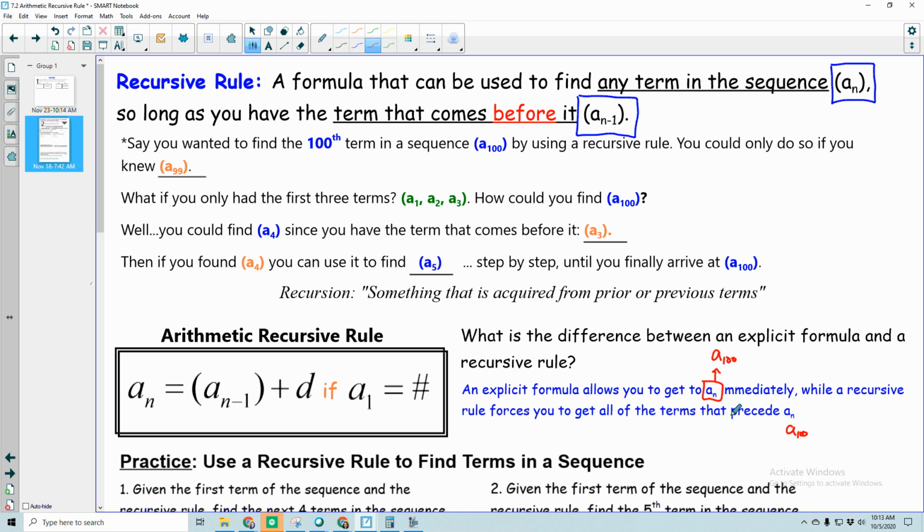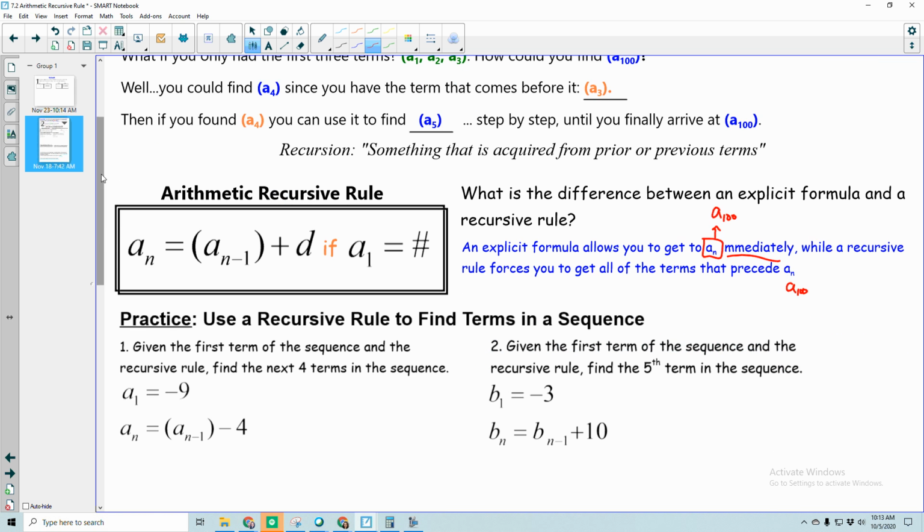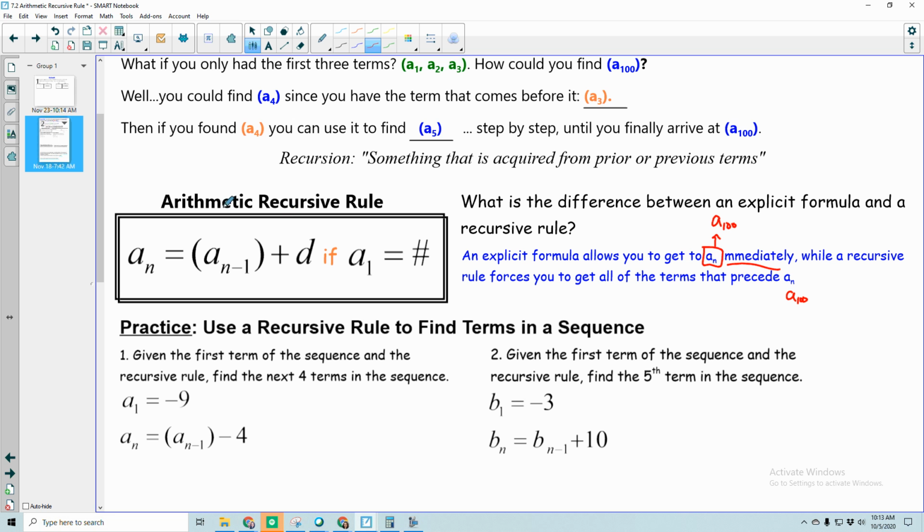So, yeah, recursive rules kind of suck. I mean, just from what we've learned about them so far, explicit formulas seem a whole lot better because it just gets you what you want immediately, like right away. Where recursive rules take a lot more work. So why are we learning them? They are really beneficial to just understand the format of how they work, especially if you get into any kind of field like coding or something, because you use a lot of recursive rules in coding.